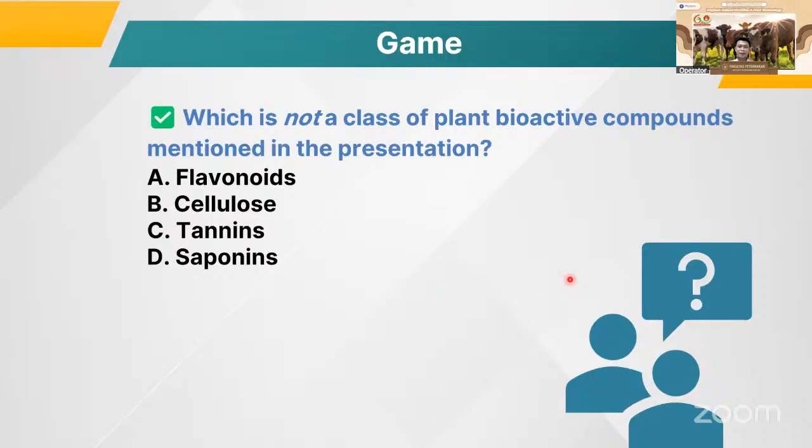So again, based on my previous presentation, which one is not a class of plant bioactive compound mentioned in the last presentation? Type A, flavonoid; B, cellulose; C, tannin; or D, saponin. Please type. Yes, my friends from Uganda and Pakistan. Yes, B. Okay, in order to save time: B, cellulose is not a bioactive compound. Cellulose is part of the fiber segment.